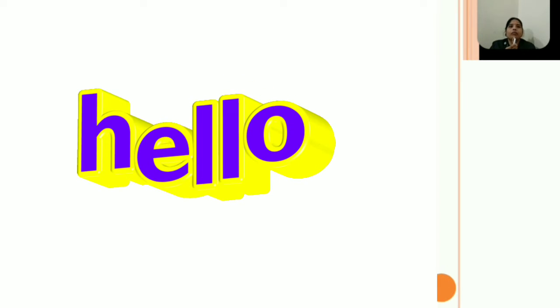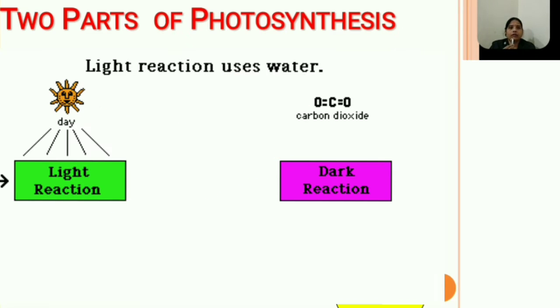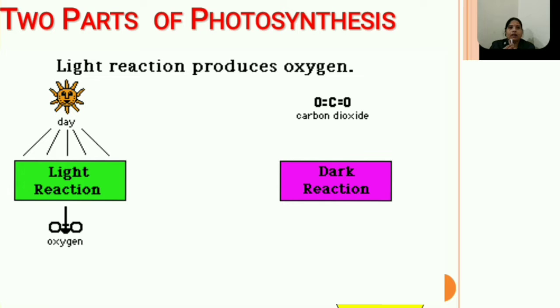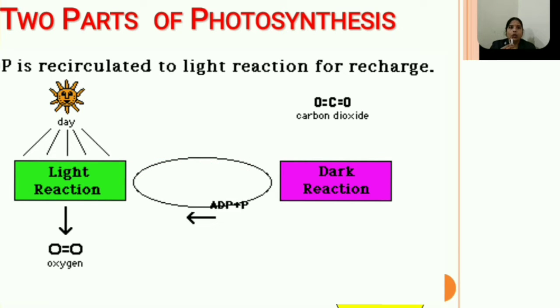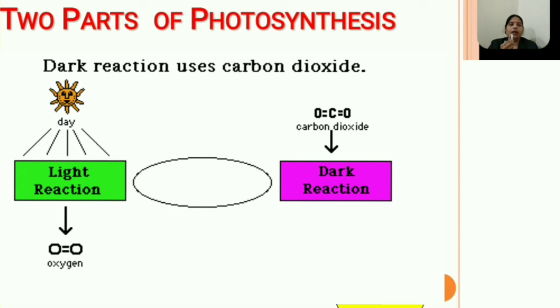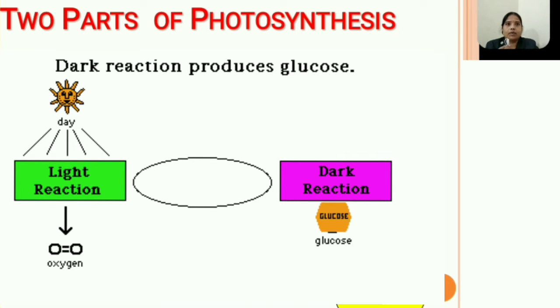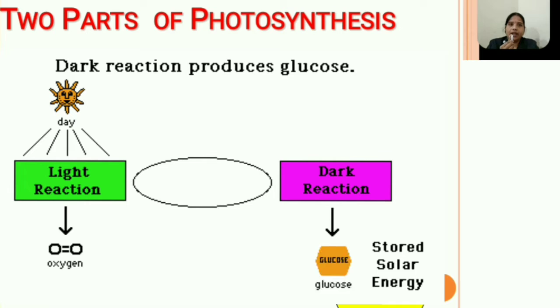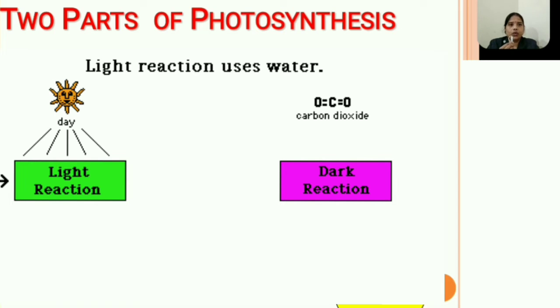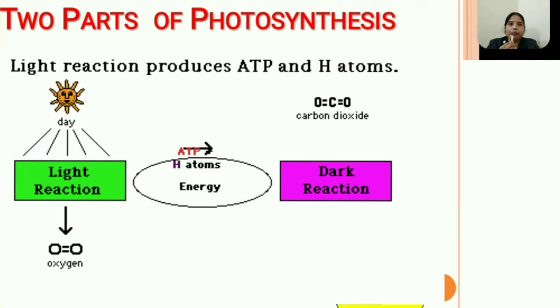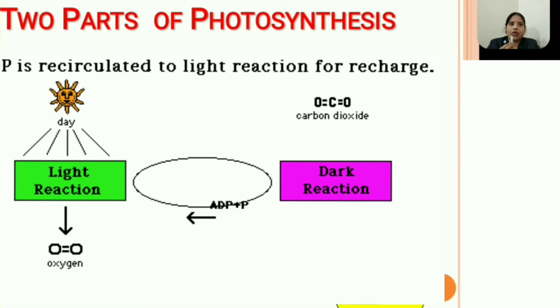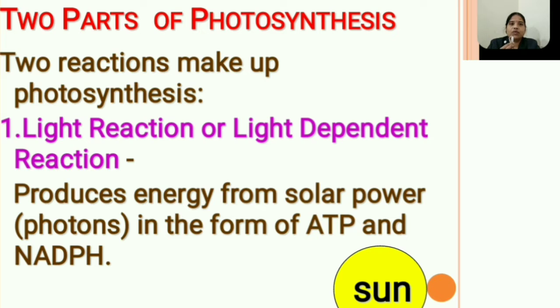Hello students. Today we discuss the two parts of photosynthesis. Two reactions make up photosynthesis. First is the light reaction, also known as the light dependent reaction. It produces energy from solar power, meaning photons, in the form of ATP and NADPH.